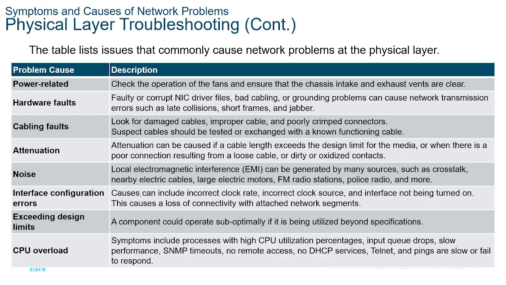And the cabling fault. Sometimes look for damaged cable. A mouse might cut it, and so you will have a damaged cable, or a poorly crimped connector. Attenuation, noise, interface configuration error, exceeding design limits, and CPU overload. These are the types of problems that you will have in the physical layer.